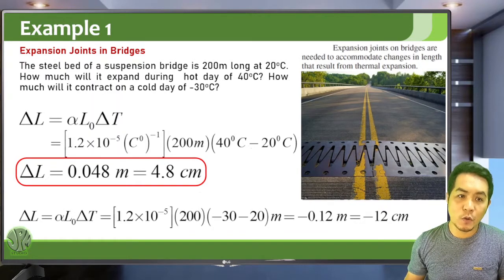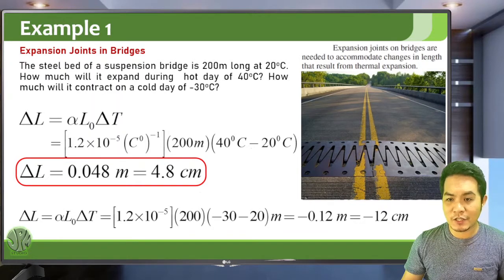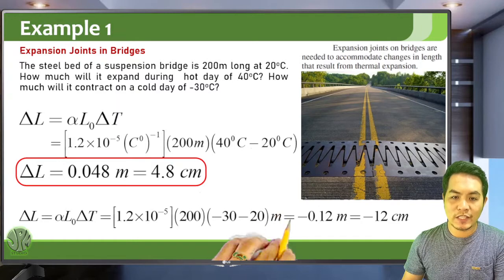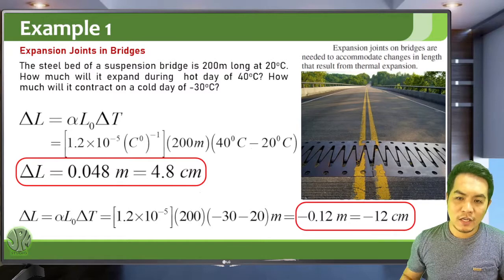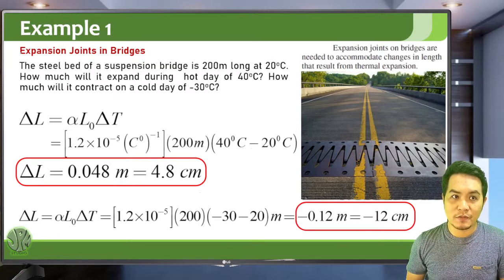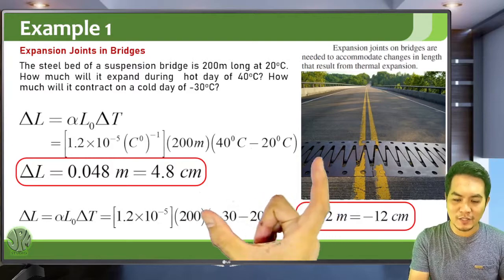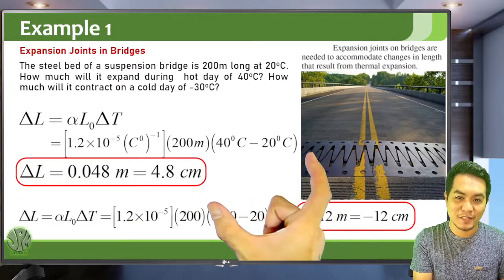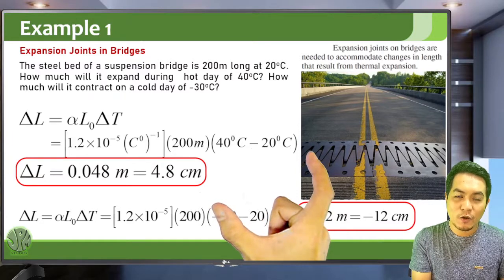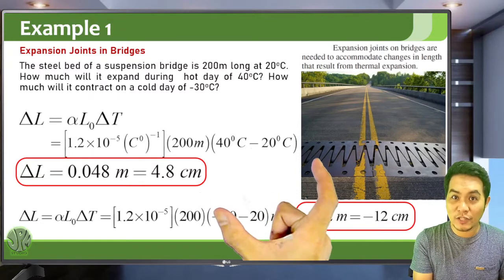So for a cold day of negative 30 degrees Celsius, the expansion, or sorry, the contraction rather, because negative means contraction, is 0.12 meters. Or in centimeters, that is negative 12 centimeters. Negative 12 centimeters is almost 5 inches. That's a very big gap, so you need to take into account the contraction.